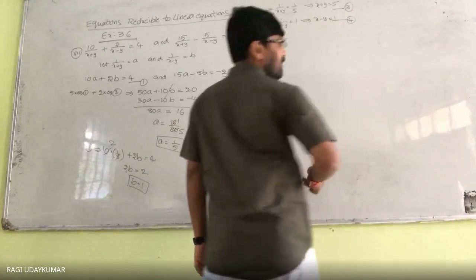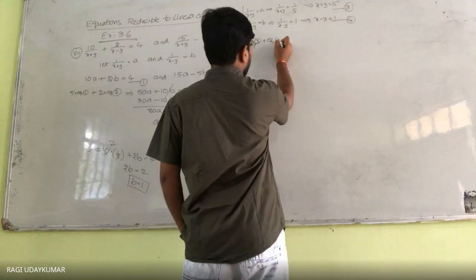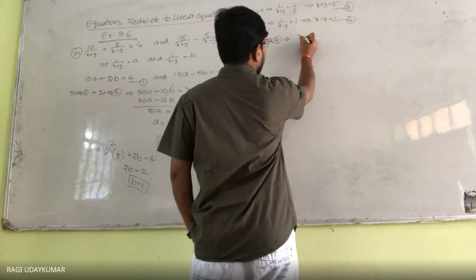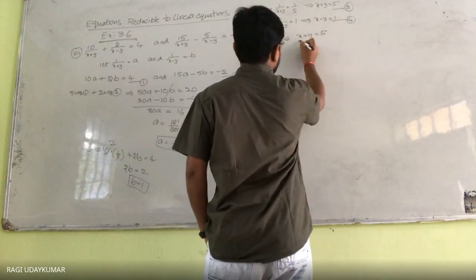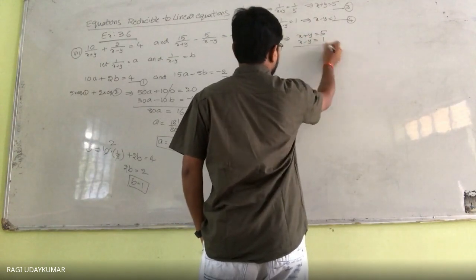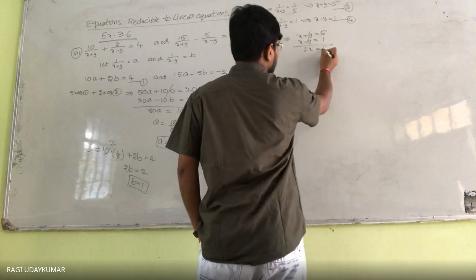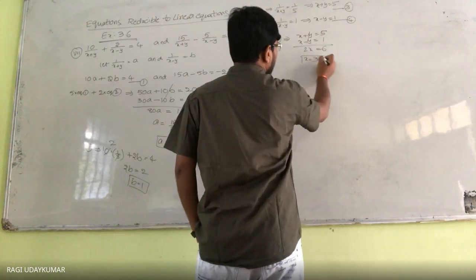How will you solve 3 and 4? Elimination. Directly add equation number 3 and equation number 4. So what do you get here? x plus y is equal to 5, x minus y is equal to 1. y will get cancelled. 2x is equal to 6. x is equal to 3.